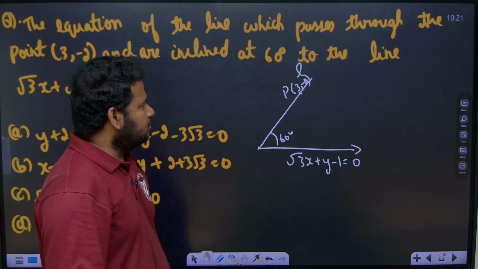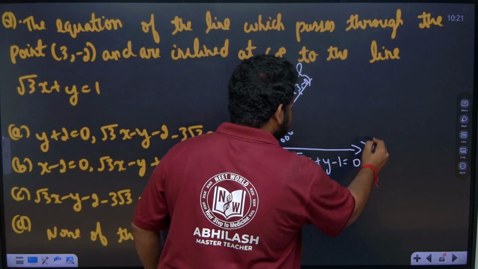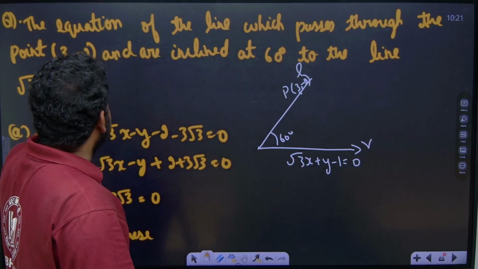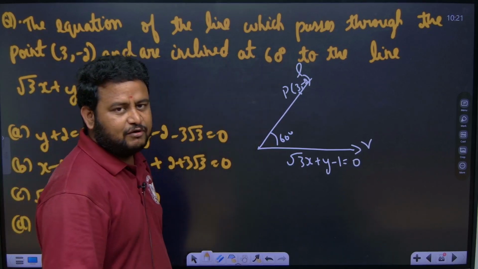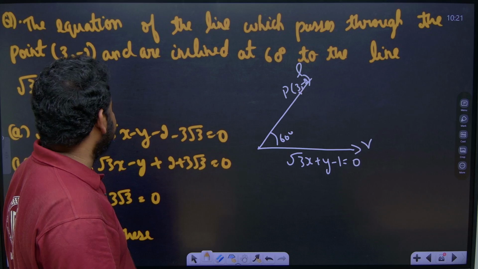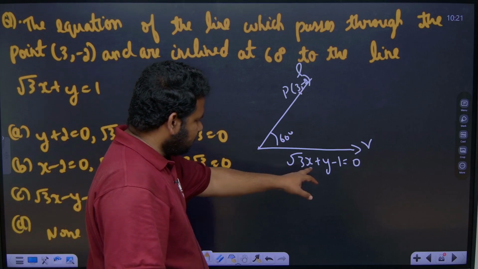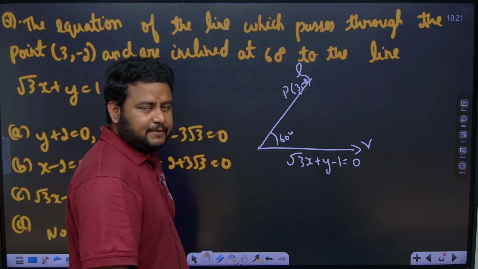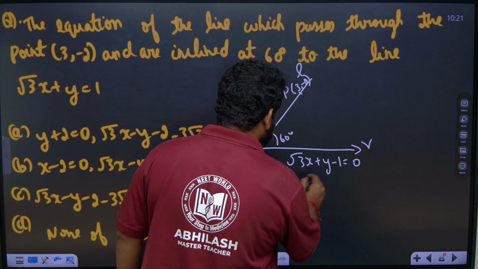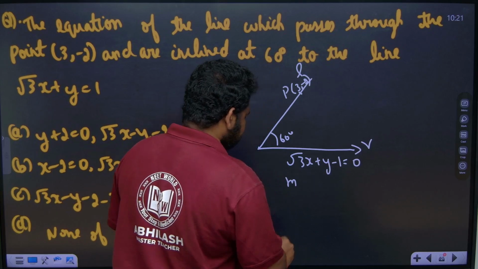This is another line. Let this be line R. We have to find the equation of line L. So first of all, see here we have got this line. For this, the slope is nothing but minus a by b. Minus a by b means slope. Let this slope be m1.